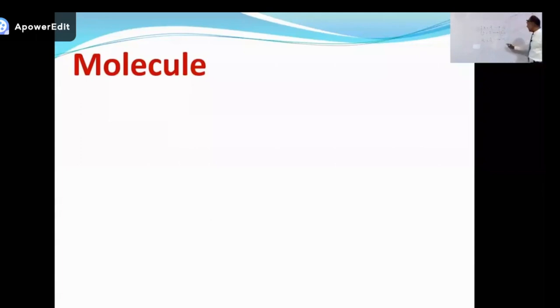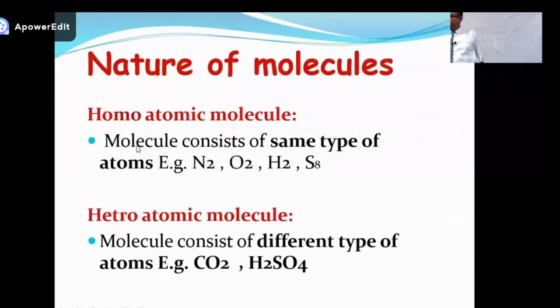This is called heteronuclear. Carbon dioxide, heteronuclear. Sulfuric acid, heteronuclear. Ozone, what do you call it? Is it homo or hetero? Correct, it's homonuclear. P4, phosphorus, homonuclear. S8, homonuclear. So homoatomic molecules comprise the same, and heteroatomic molecules comprise different kinds of atoms. Right?